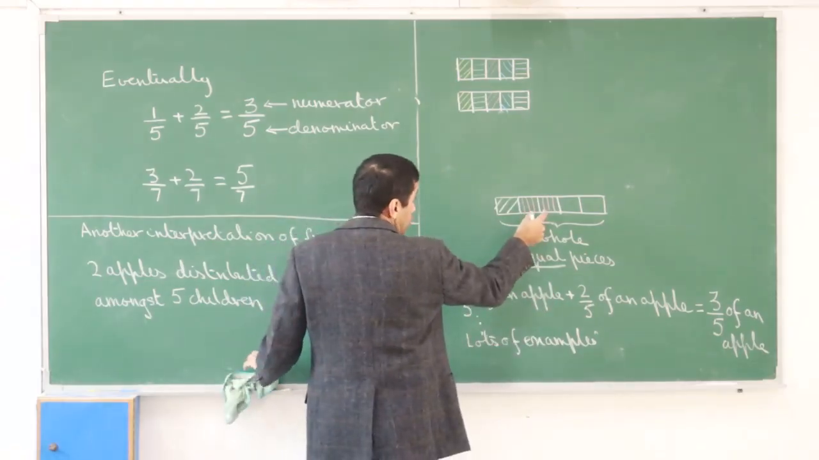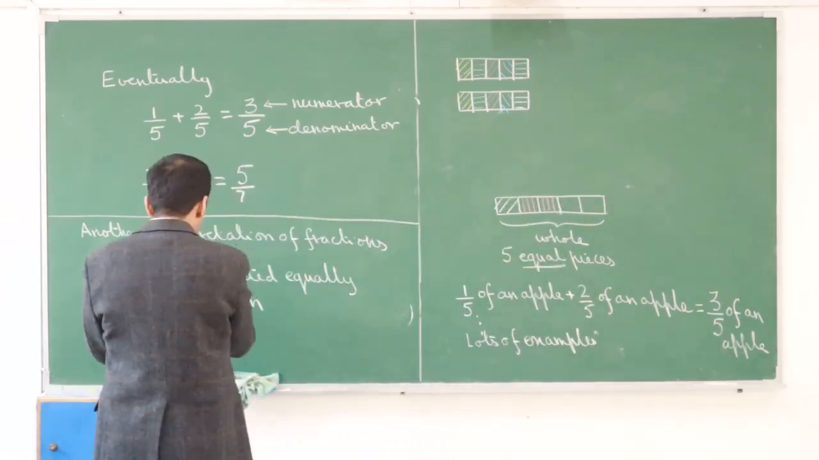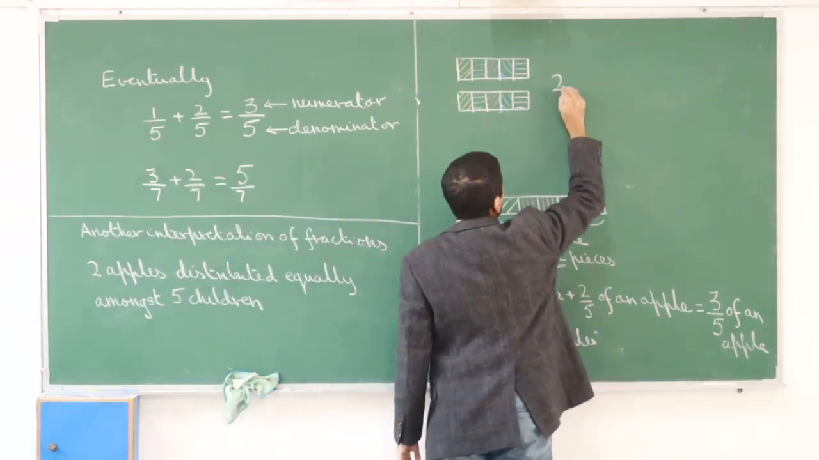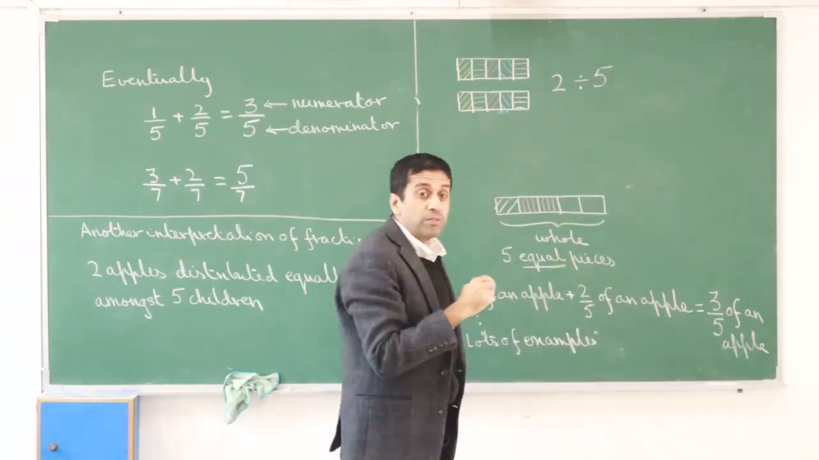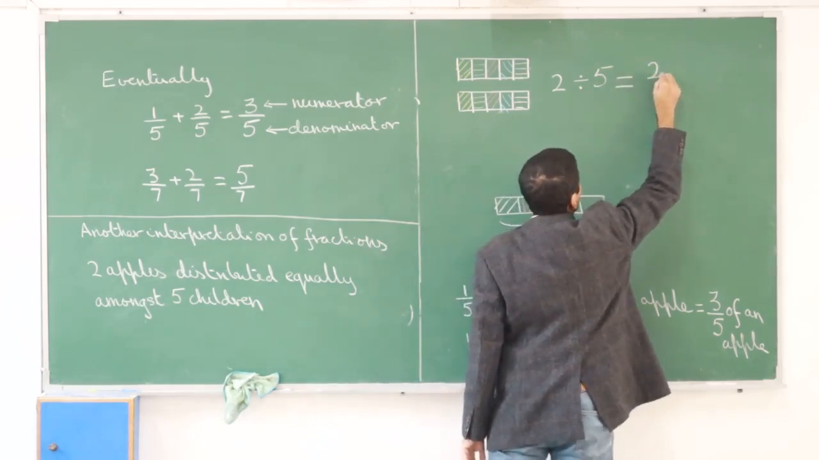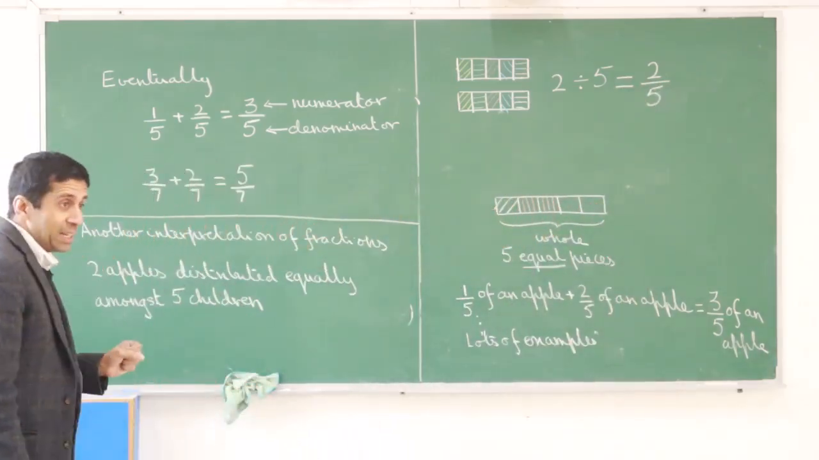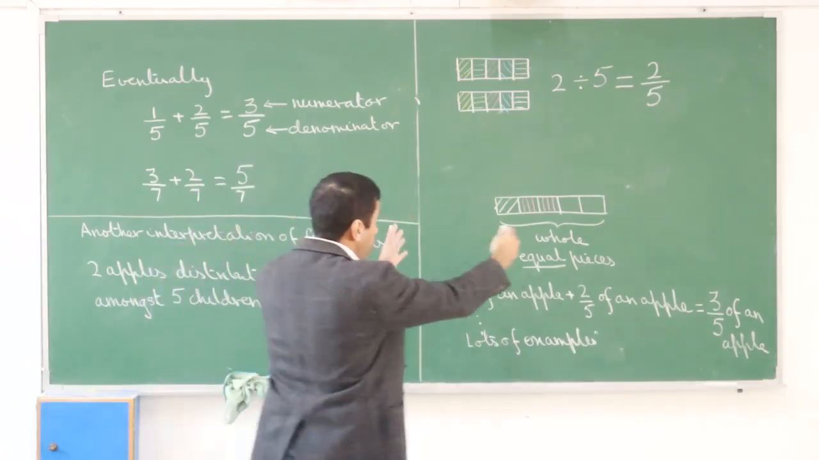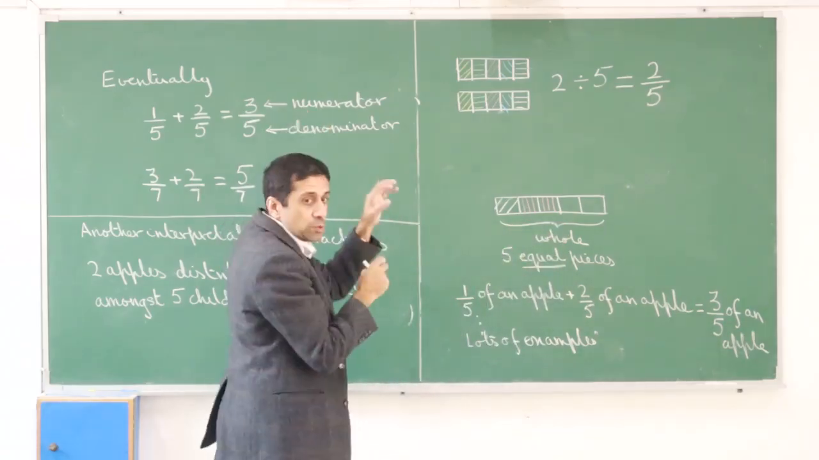So this means that if you want to distribute 2 apples equally among 5 children, the abstract question would be 2 divided by 5, and what we have discovered is that this is the same thing as the fraction 2 over 5. That's the division interpretation of fractions. So one was a whole, break it up into 5 equal pieces and take the number of pieces equal to the numerator.